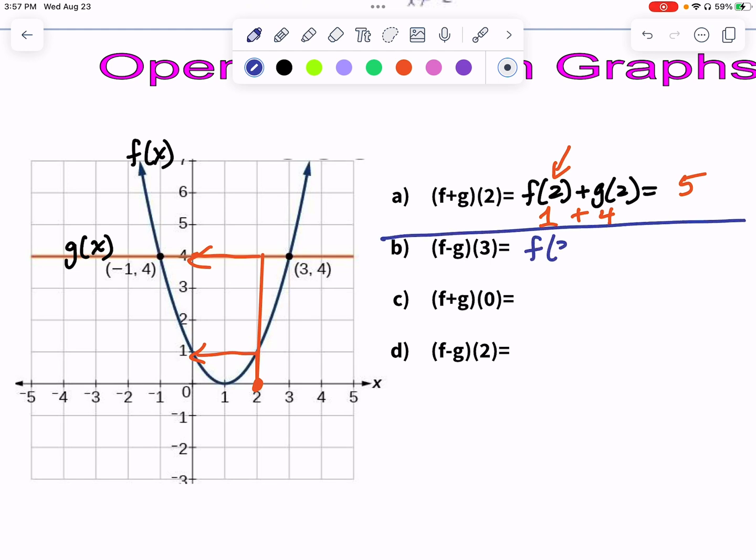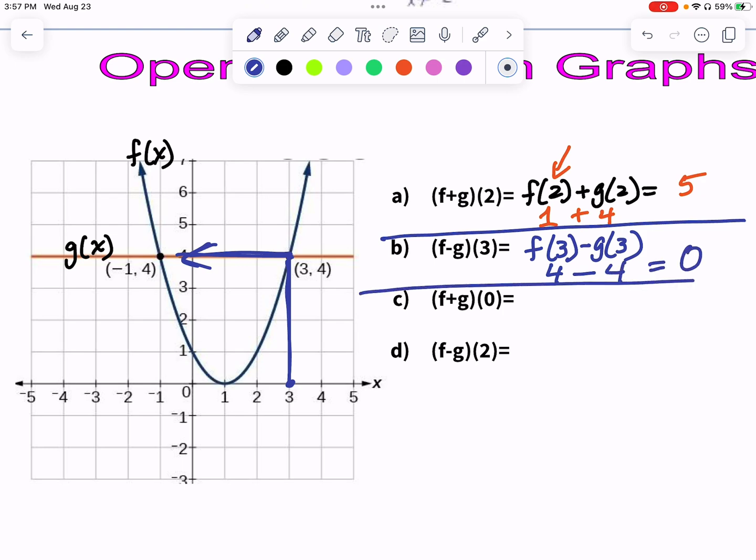Okay, f of 3 minus g of 3. So let's do that. Go to input 3, which is right here. Go towards the f function. The value there is 4. So 4, and a minus g of 3, guys, is also 4. So the answer to this is 0.